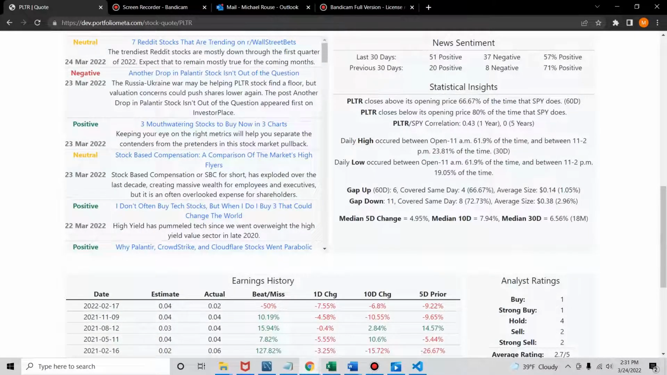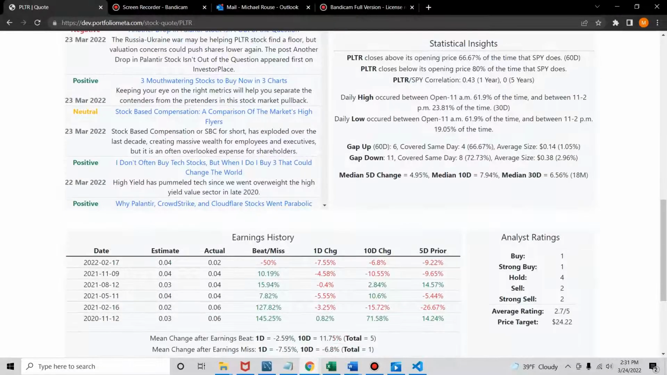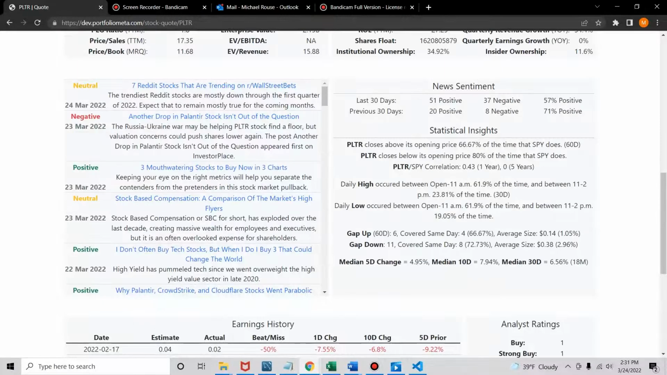Here are some gap up and gap down statistics. A lot of traders trade the gap, like the opening gap. So if a stock opens way higher than it was the day before, a lot of people will use that as an opportunity to start a trade. So this shows how likely it is for that gap to be covered in the same day, the average size of the gap, etc. And that does the same thing for gap downs. And then right here, it shows you the median 5-day change, the median 10-day change, the median 30-day change. So you can wrap your head around how volatile the stock usually is.